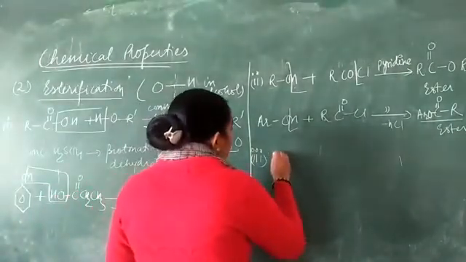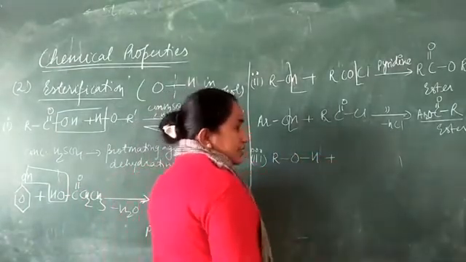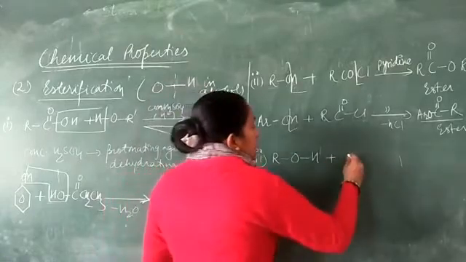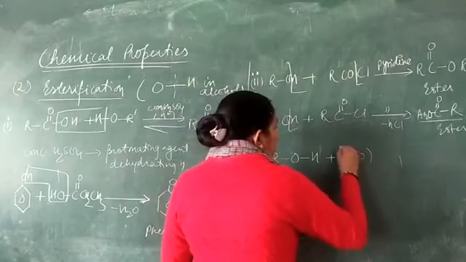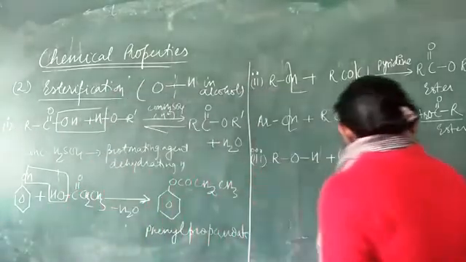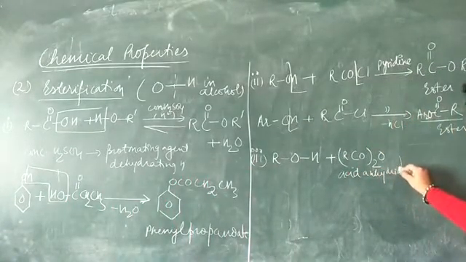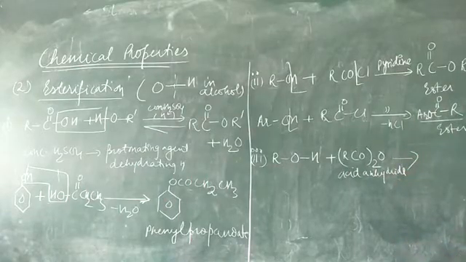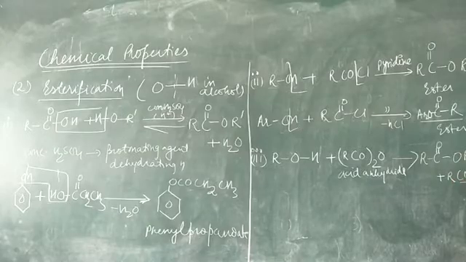Now next is when alcohol reacts with acetic anhydride, or acid anhydride, right? So here it is (RCO)2O, this is acid anhydride. So in this case, students, we will get RCOOR plus RCOOH, an acid will be formed.